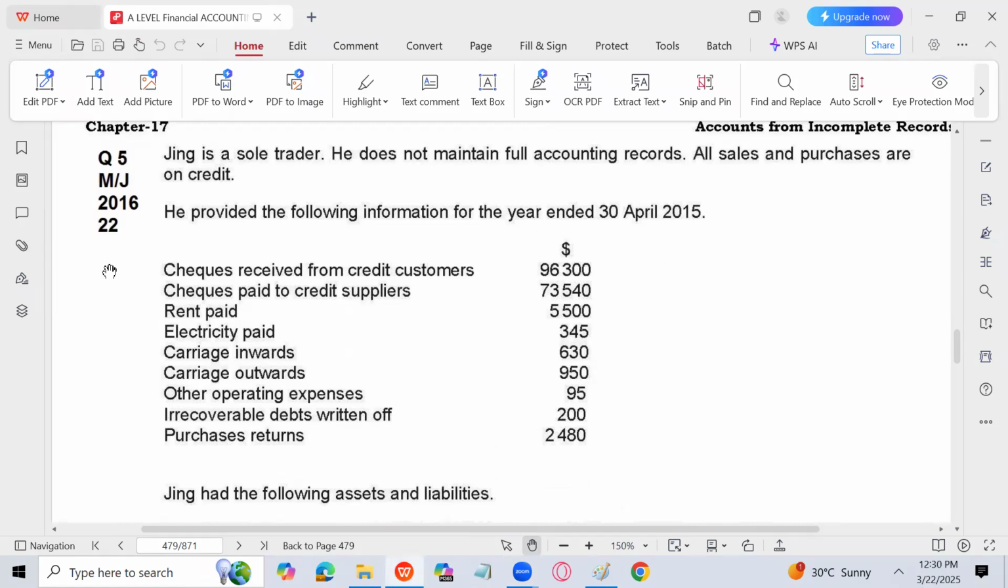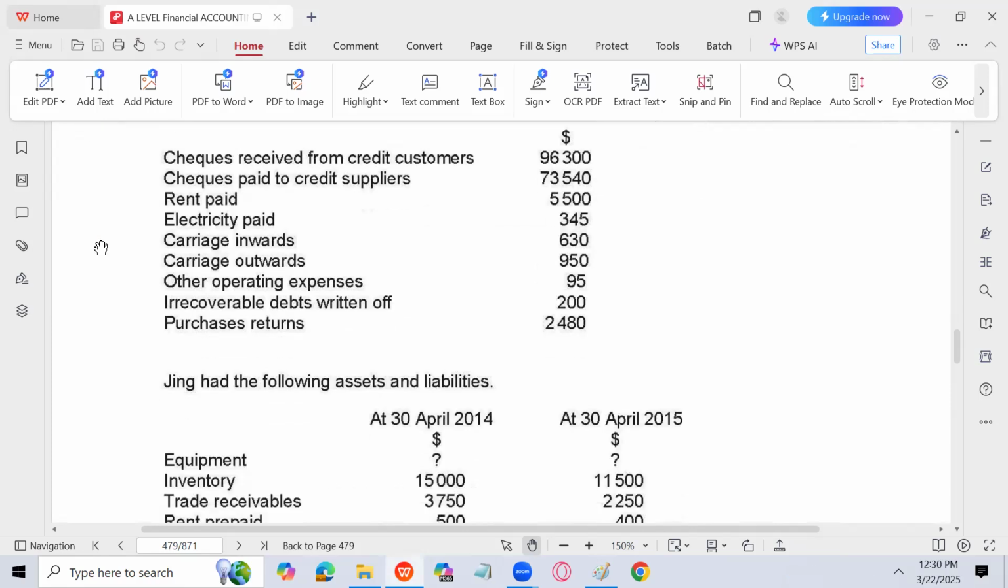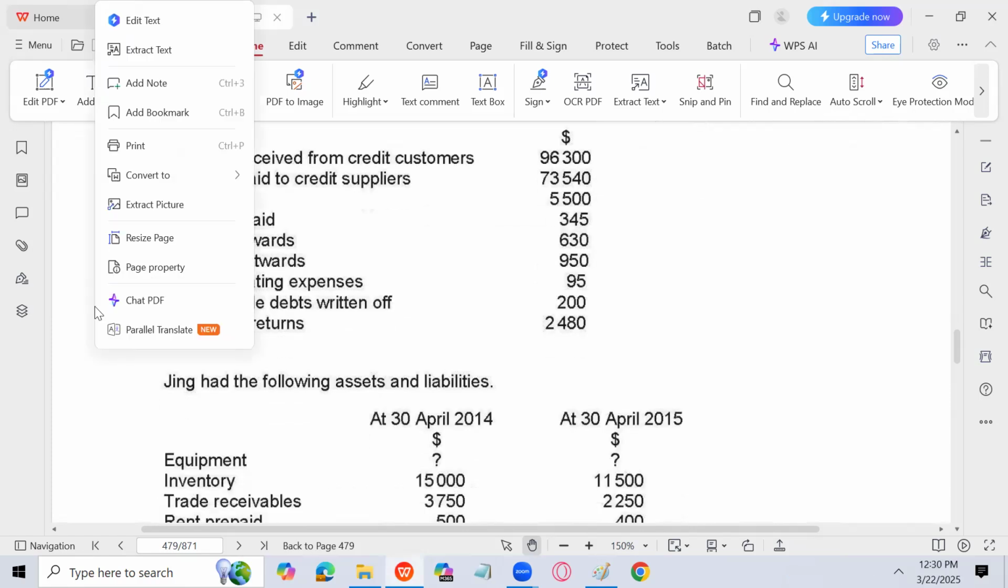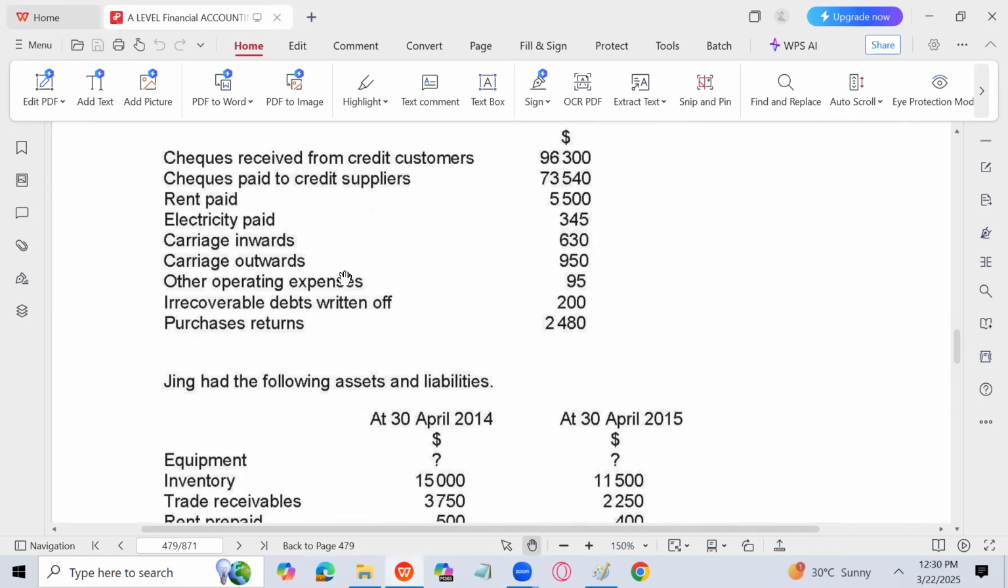Jing is a sole trader. He does not maintain full accounting records. All sales and purchases are on credit. He provided the following information for the year ended 30th April. Cheque received from credit customers: this is basically the amount received from customers. Cheque paid to credit suppliers: payment to suppliers. Rent paid is an expense, electricity paid is an expense.